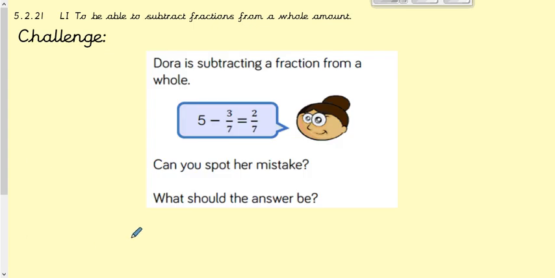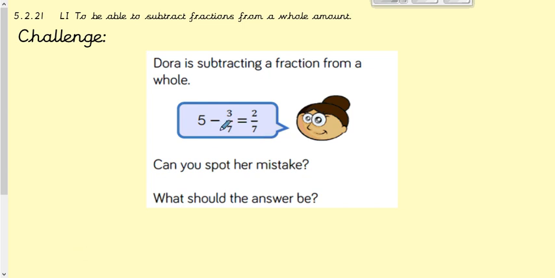So now your challenge, for those of you who are doing the challenge, says Dora is subtracting a fraction from a whole, and it's 5 take away 3/7 equals 2/7. Can you spot her mistake? What should the answer be? So if you haven't done this now, pause the video, and if you have, then let's go through the answer.